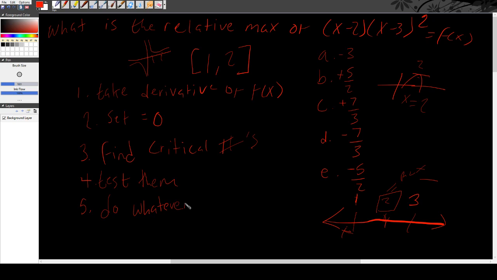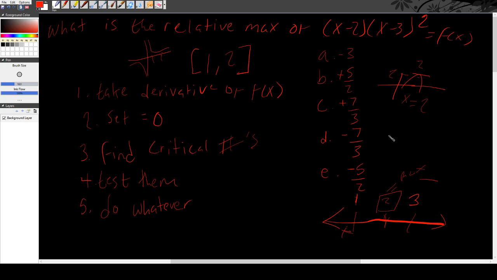It may ask you to plug back in and find the y coordinate. I've seen that before. Like, what is the relative max, and you have to plug in and find what your f of x portion of it is. So at that point, you would literally just take x equals 2 and plug 2 in for x. It wouldn't work on this instance because of the 0, but say that this is like 2.